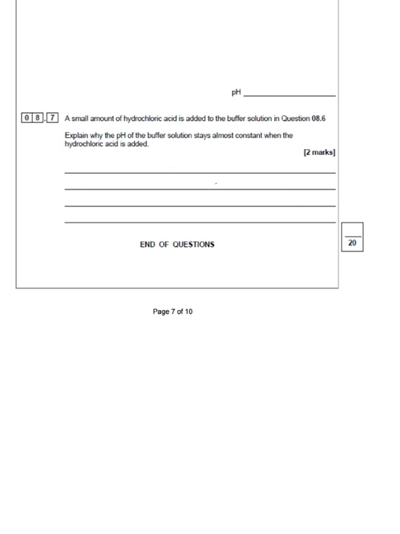Okay, the last and final question. So a small amount of hydrochloric acid is added to the buffer solution. Explain why the pH of the buffer solution stays almost constant. Now, almost constant is absolutely key. When I do a question like this, I like to write the equation. So CH3CH2COOH, and that gives us CH3CH2COO minus plus H plus.